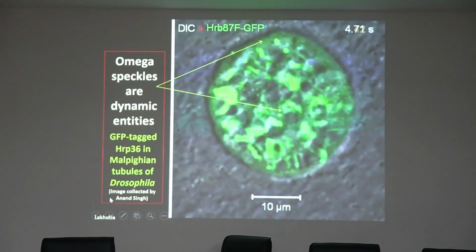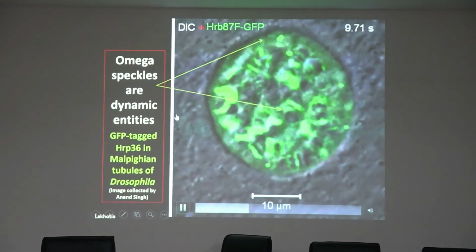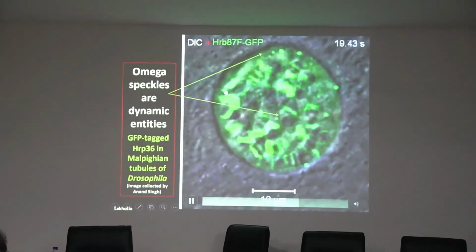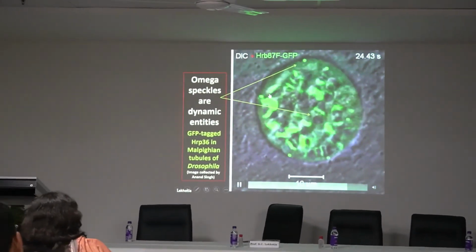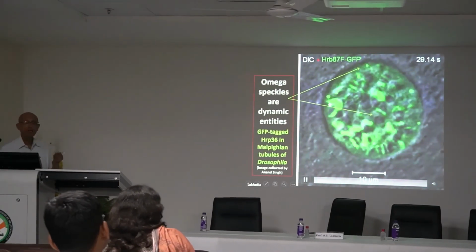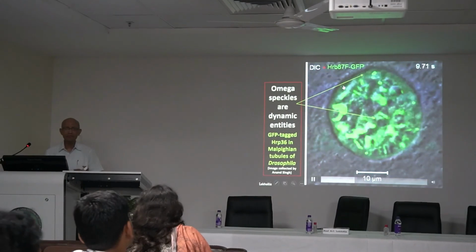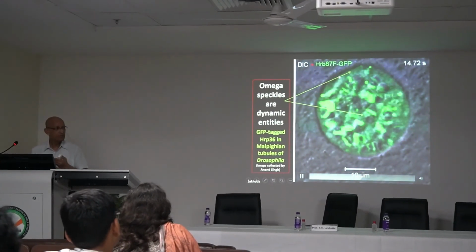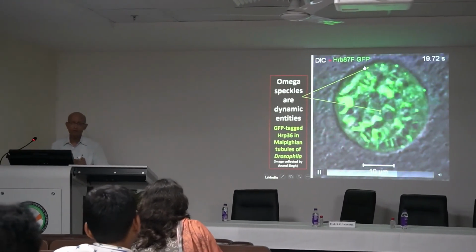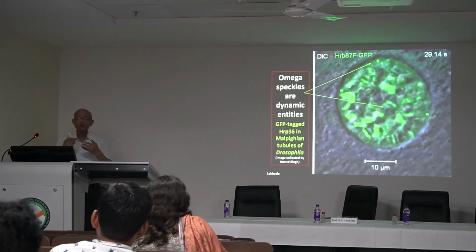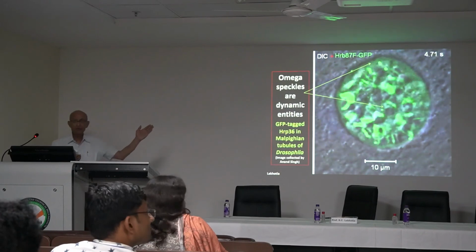Now, this is another thing that one of my students, Dr. Anand Singh, had done: these hnRNP molecules are present and they keep on moving. So you can do live imaging, especially if the protein is tagged with a fluorochrome like GFP or RFP or mCherry. There are a number of such molecules available which can be tagged to a given protein that you want to look at. Then you can look at them in a live cell and follow them.